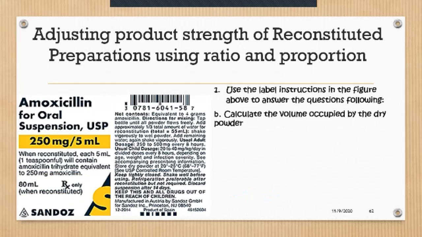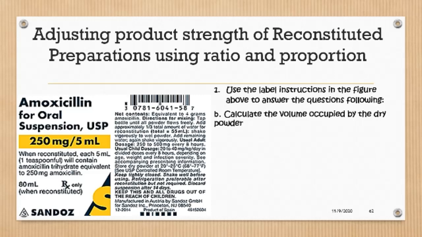Calculate the volume occupied by the dry powder. Now the powder in there is dry. We're not going to take out the powder and use our physics knowledge and a pycnometer to determine the volume. We can determine the volume by two things. One, the final volume once reconstituted, and the other is the total amount of diluent that the manufacturer says we are to add.